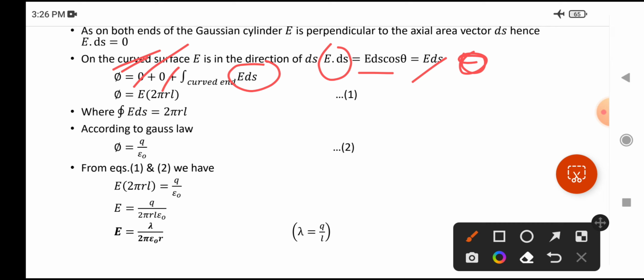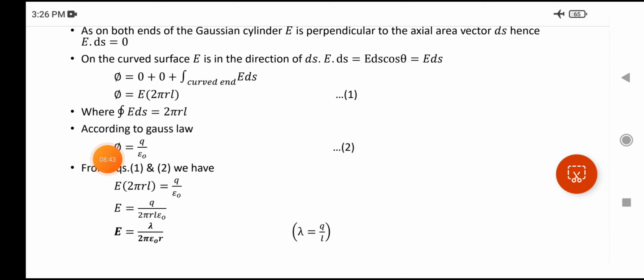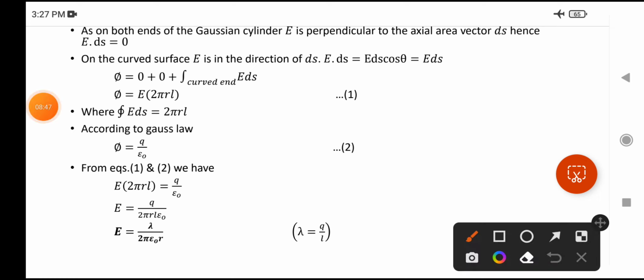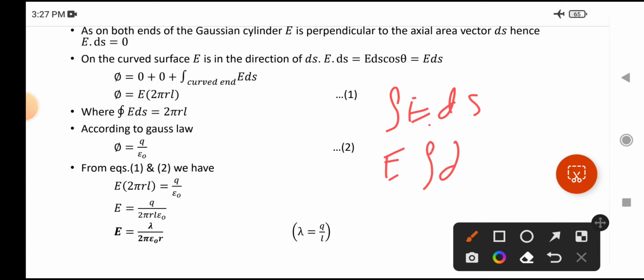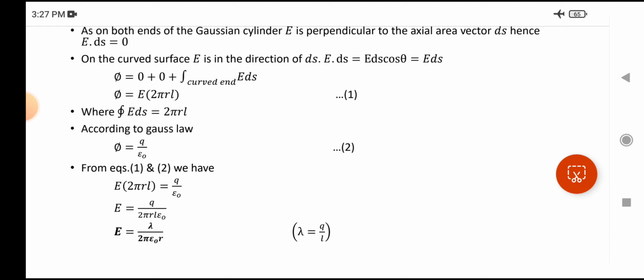But E ds can be written as the integral of E ds; bring E outside and write it like this. It gives the total area of the cylinder. What is the area of the cylinder? The area of the cylinder is 2 pi r l. So that is why 2 pi r l is written here.